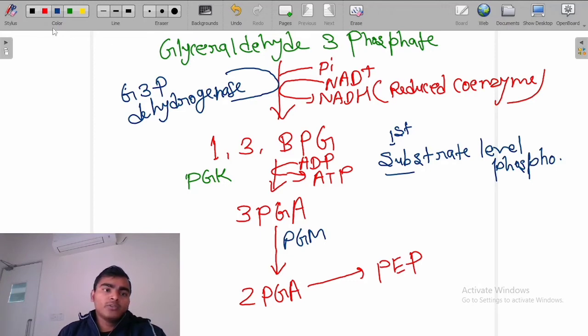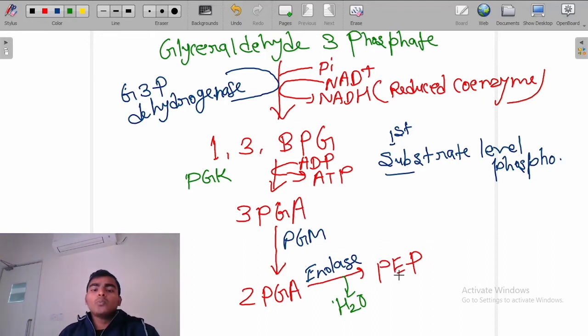The enzyme which is responsible for this particular step is aldolase. Aldolase is responsible for the removal of one water molecule. So now we have one water molecule from here, and one water molecule we can also get from here. So now we have PEP, phosphoenol pyruvate.